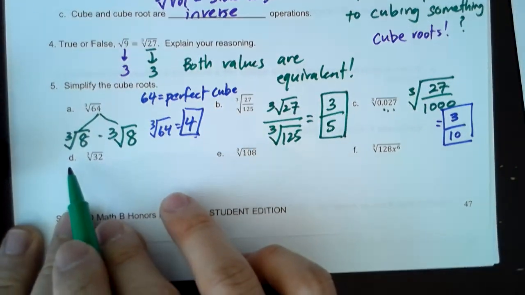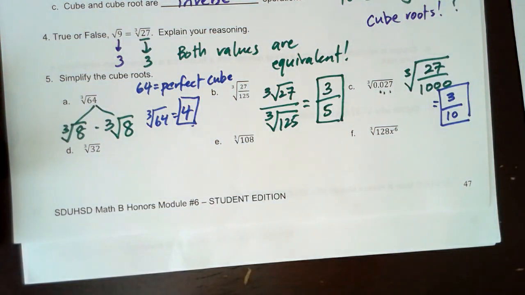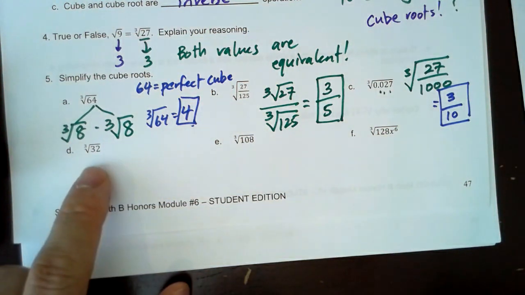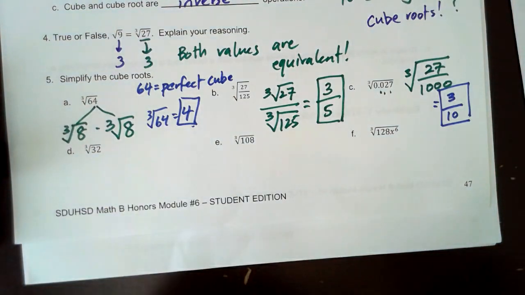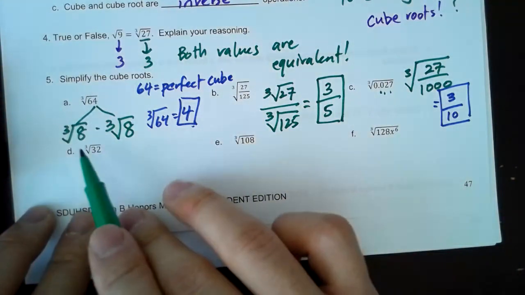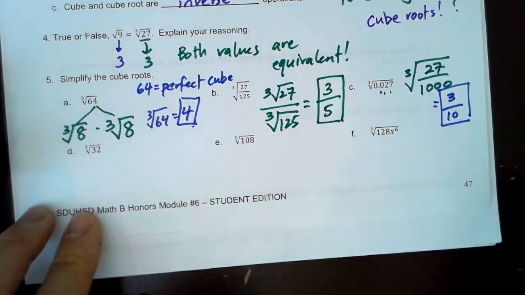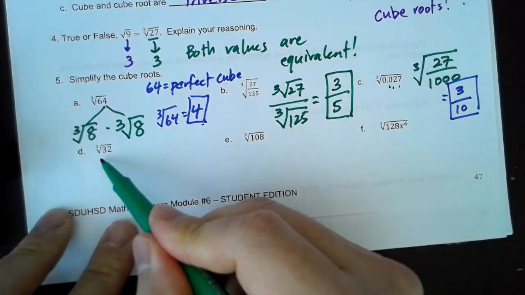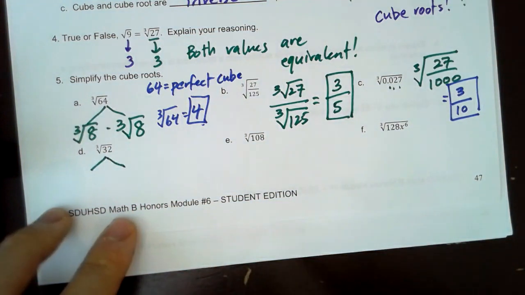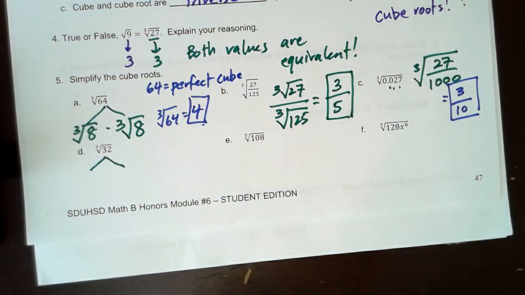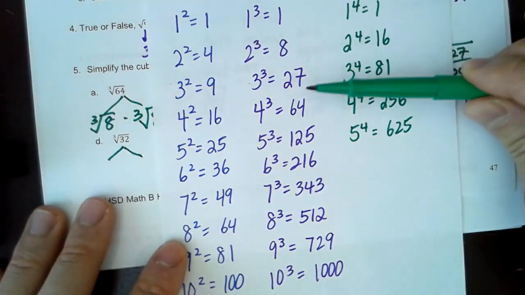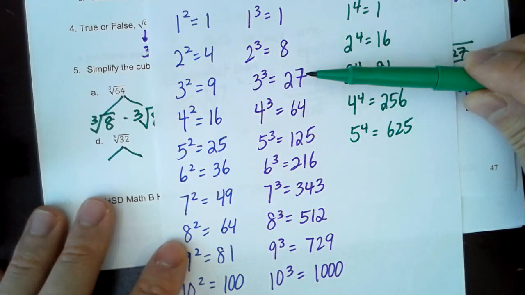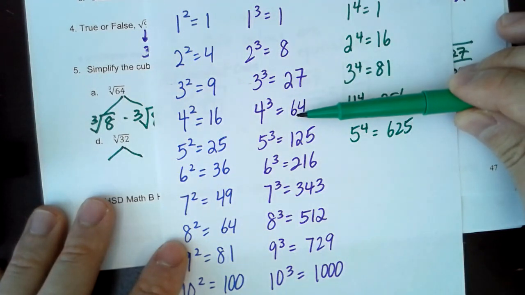Okay, so for letter D, the cube root of 32, this actually is not a perfect cube. So there will be something stuck inside of that cube root, right? The cube root of 32, well, you can split this in half if you want, but that's not the best option, right? Let's use my strategy again. So we know that 32 is right around here. It's in between 27 and 64, okay?